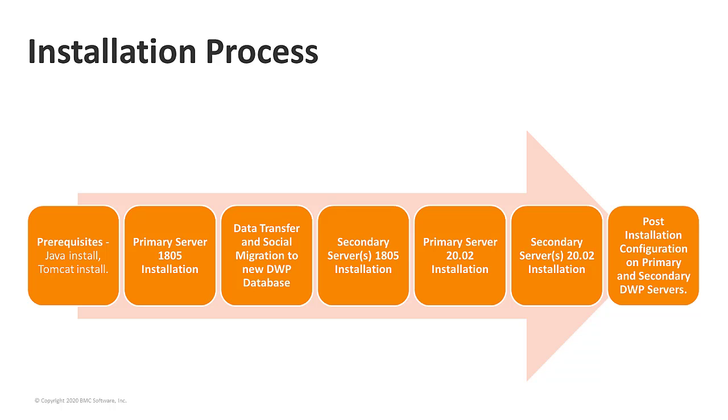Once you're done with the data transfer and social migration, the next step is to run the 1805 installer on the secondary server. Let's say you have 7 or 8 DWP servers, you can run the 1805 installer on all secondary servers in parallel.